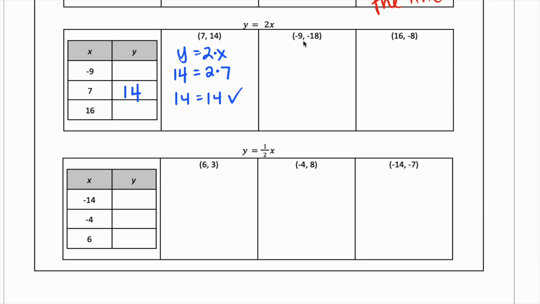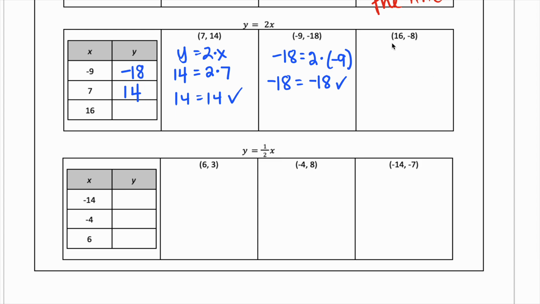On the next example, I have -9, -18. So I start by replacing my y value, which is -18. 2 is part of the rule, times my x value of -9. And I'm going to put that in parentheses just so I don't lose track of the negative sign there, okay? I have -18 equals 2 times -9. Positive times a negative is a negative, and 2 times 9 is 18. So that is also true. So when x was -9, then y is -18.